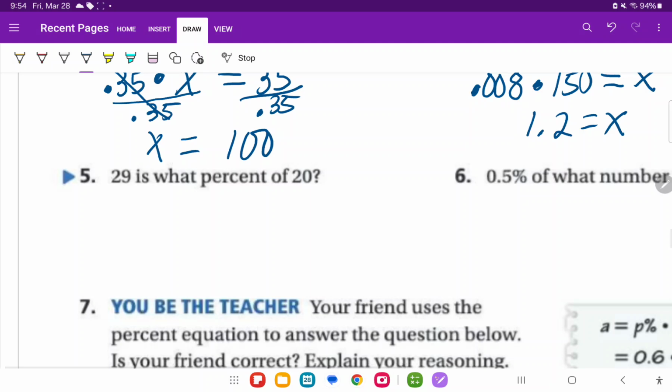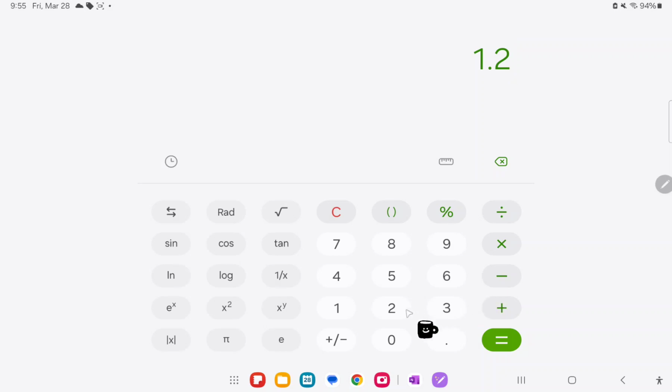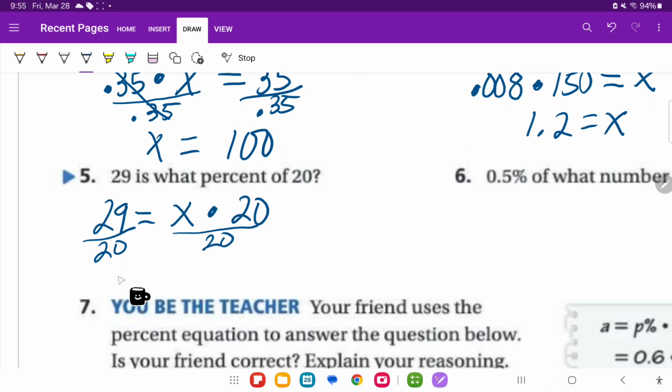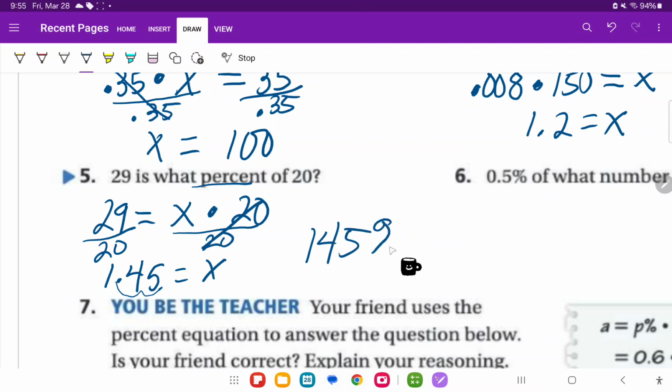All right, so then on number 5, all right, write the math sentence. 29 is what percent of 20, like that right there. And then we're going to divide by 20. So 29 divided by 20, that's going to be 1.45. So 1.45 is equal to X. And we're looking for a percent. So we move to the right, 1, 2. So it's 145%.